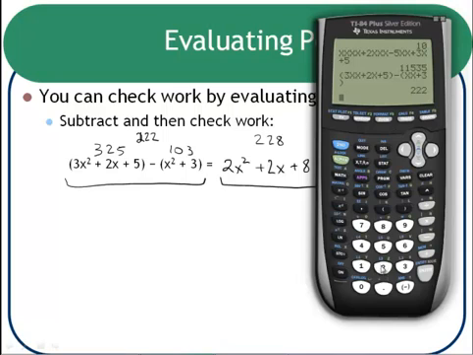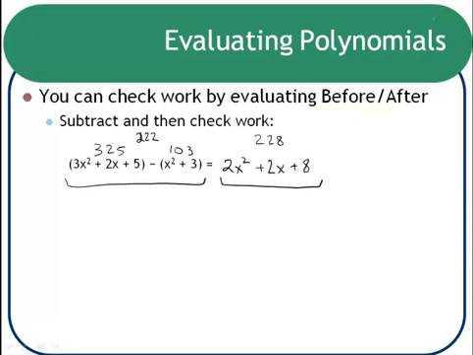And then I'll check my answer. I said that should be 2x squared plus 2x plus 8. And if I check that, I do indeed get 228, which means my mistake is somewhere in this work. This is not a true statement. 2x squared plus 2x plus 8 must not be right. So let's see if we can figure out what happened.